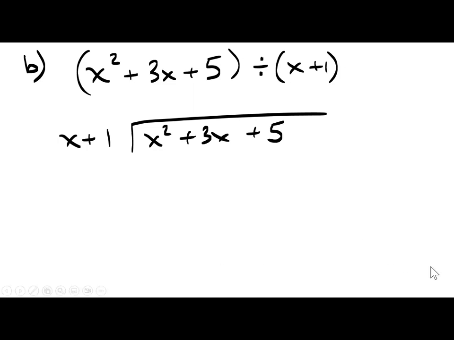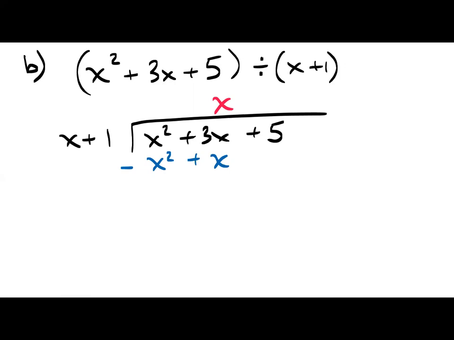All right, x plus 1 should be on the outside because that's the divisor. And then x squared plus 3x plus 5, that's going to be our dividend, so it goes inside. And let's jam. So x times what gives you x squared? x times x is x squared. They better match up or else we did something wrong. x times 1 is x.